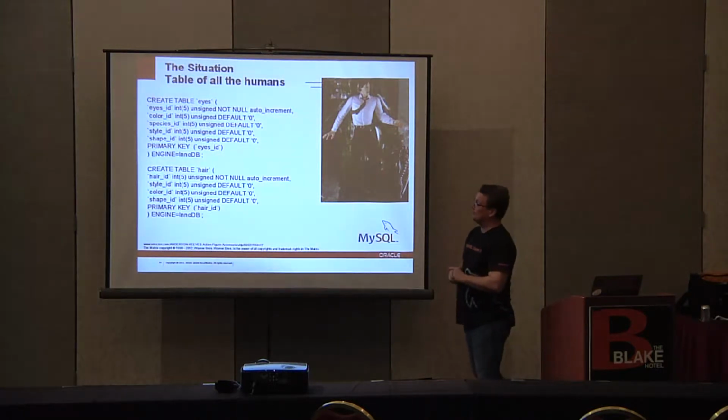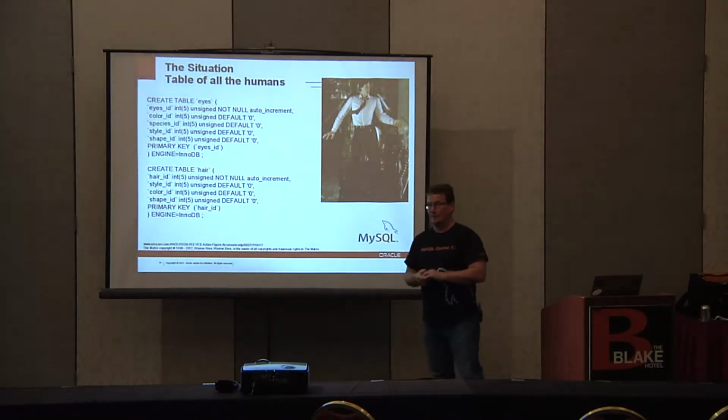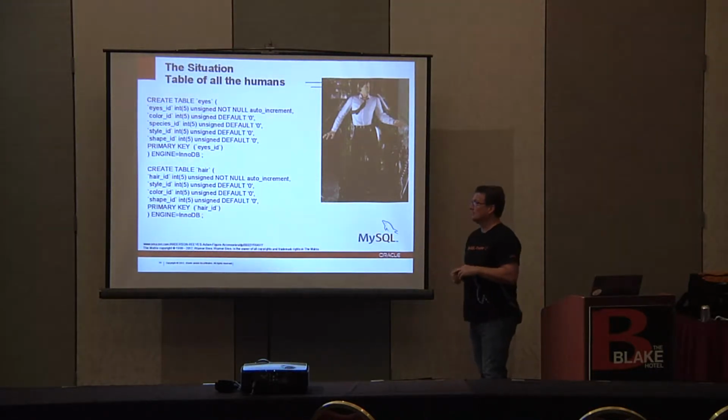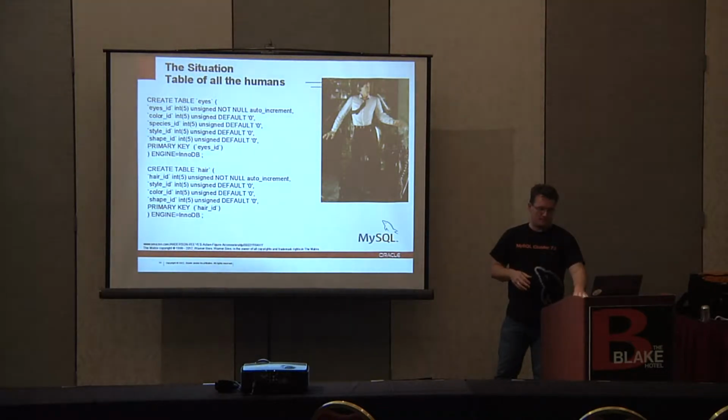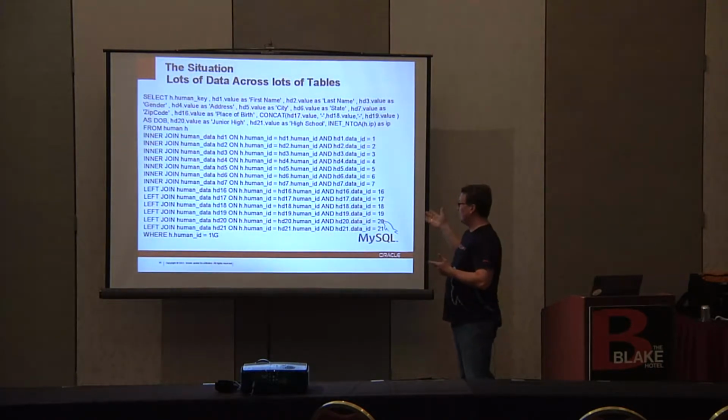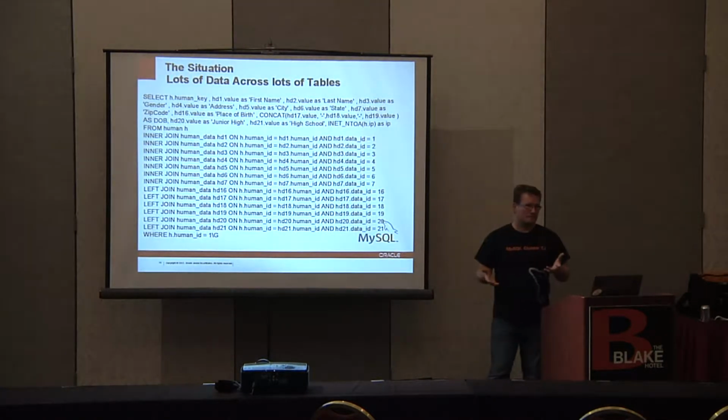Again, eye color. Maybe he has shapes of eyes. It might have eyes for cats. What species is he? Who knows what kind of data you start tying together. Same thing with hair. You never know how you're going to grow. So all of a sudden, you've built something out, and you have this huge query just to find out a couple pieces of information about this guy.